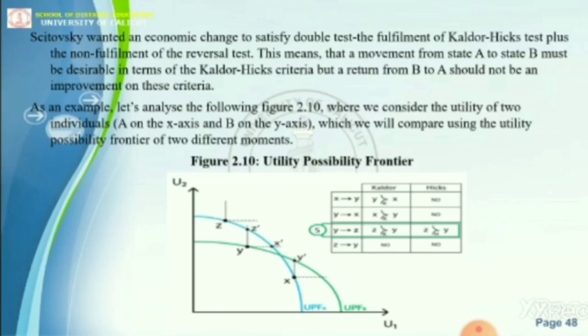Scitovsky wanted an economic change to satisfy a double test: the fulfillment of the Kaldor-Hicks test plus the non-fulfillment of the reversal test.